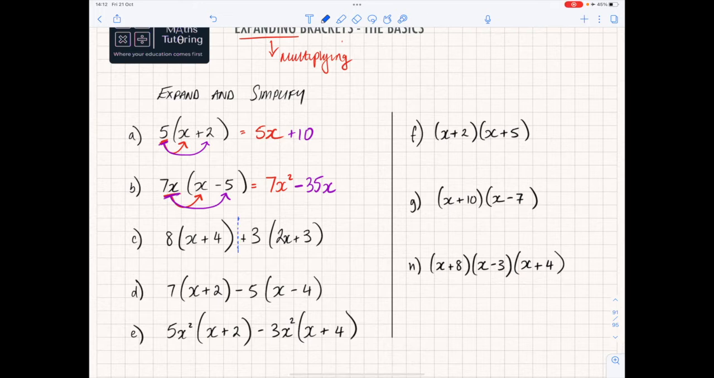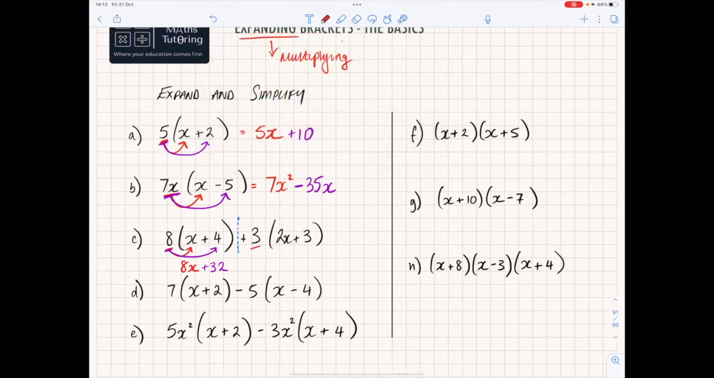What we've effectively got is two different questions. So you can treat it as this is one question and then this as a question as well. And then we're going to combine our answer at the end. So let's go through the process like we've just done. So the outside times the first bit on the inside is 8 times x, which is 8x. And then I'm doing 8 times the 4, which gives me 32.